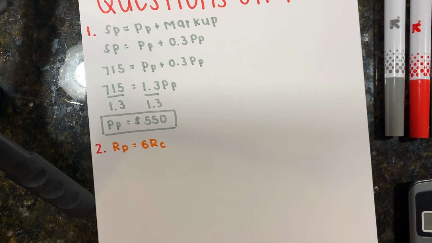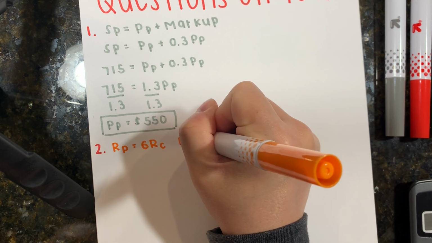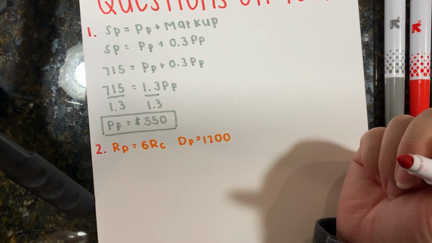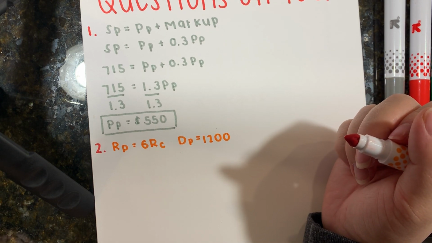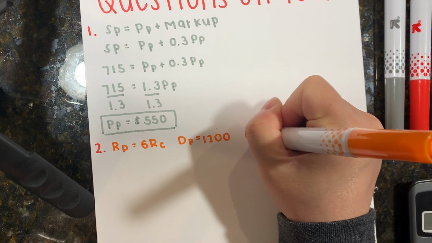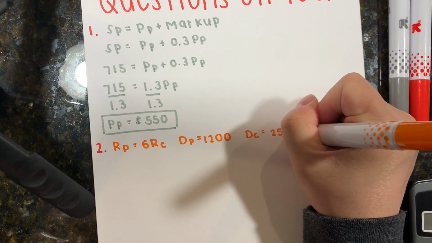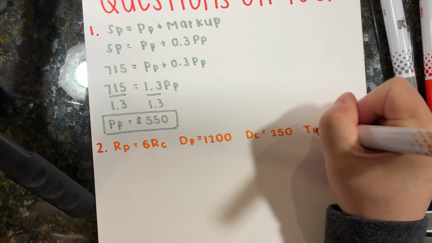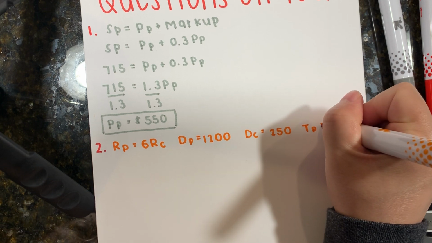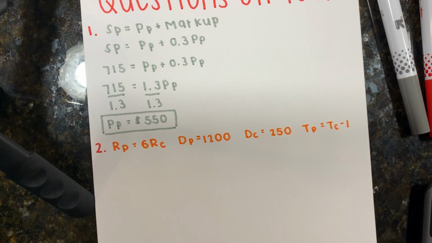Then it says the plane could go 1,200 miles. So the distance of the plane is 1,200. In only 1 hour less than it took the car to go 250 miles. So the distance of the car would be 250. And then we'll look at the time. So it says the time of the plane is 1 hour less than the car. So it would be the time of the car minus 1.